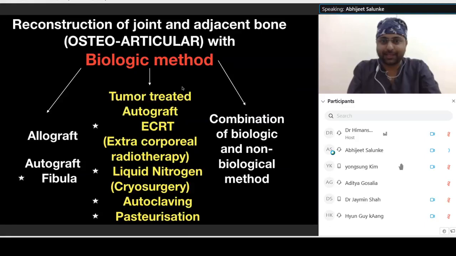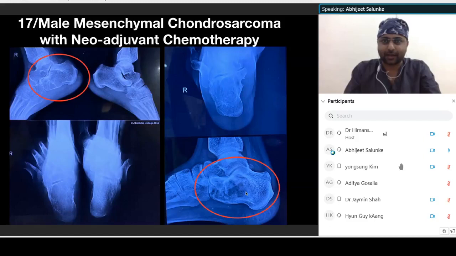So we have done ECRT, that is extracorporeal radiotherapy, or cryosurgery. We have very limited experience of autoclaving or pasteurization. And we have used a few cases where we have combined both biologic and non-biologic methods. So we will go to a case. But Professor Kang told that he had used a 3D implant for a similar type of tumor involving a calcaneum.